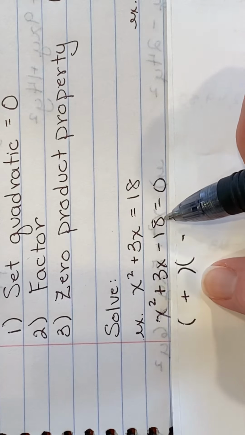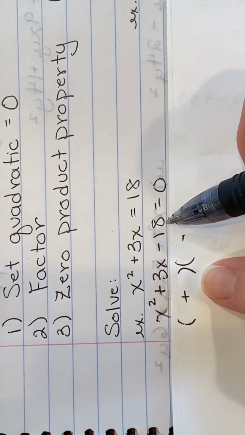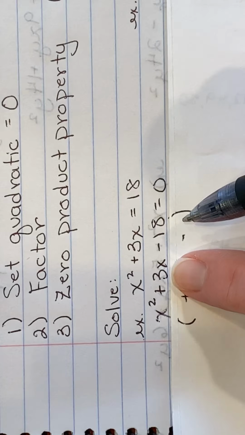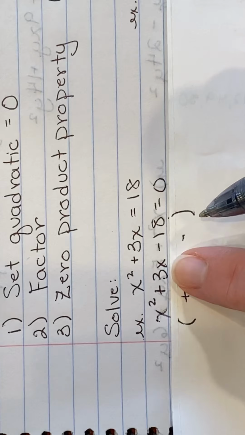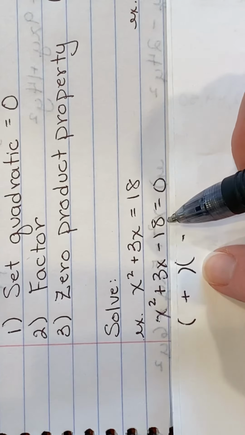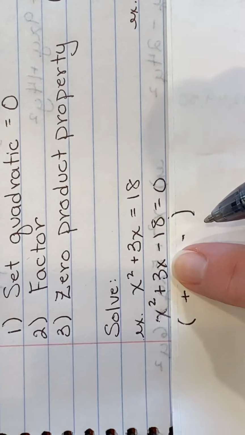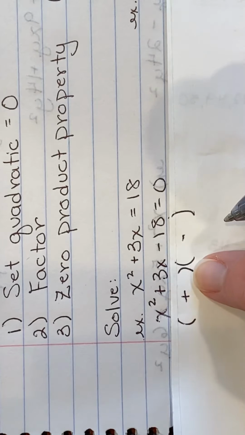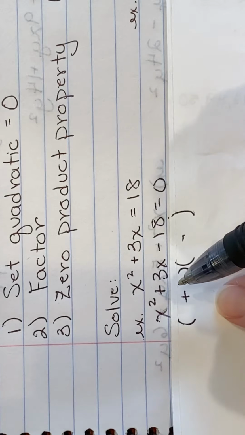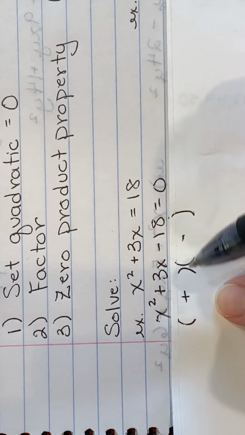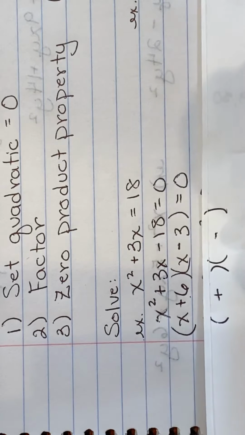So factors of 18 would be 18 and 1. They have a difference of 17. Or 9 and 2 have a difference of 7. Or 6 and 3, they have a difference of 3. So those are the two numbers that we want. In order to get a positive 3, we would make the 6 positive and the 3 negative.